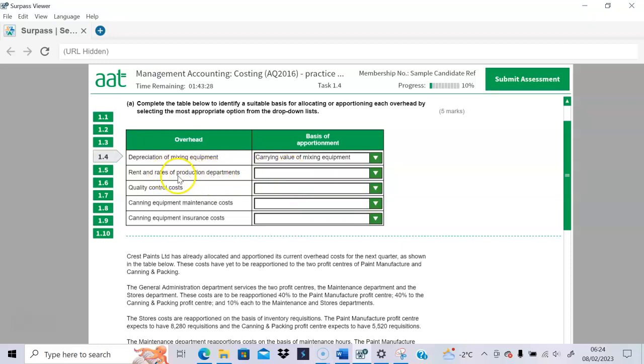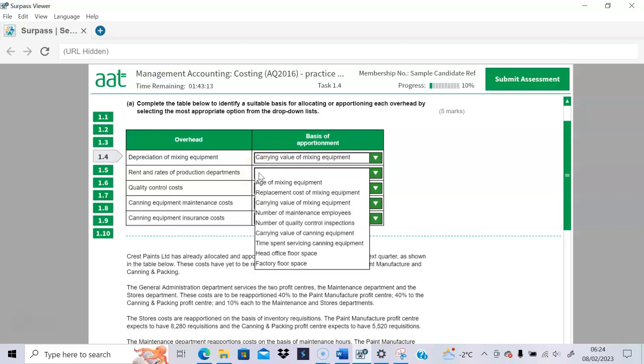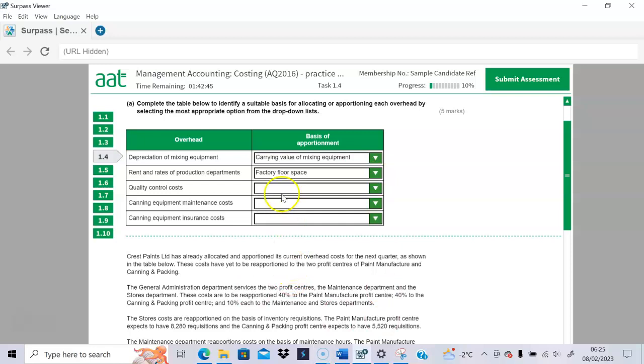These ones are a bit more clear, where it says the rent and rates of production department. We have all these different production departments, and what we are doing is asking how we are going to share that rent between the departments. We need to think how much of the factory floor space they are taking up, because they're all in one space. So really the best answer here was your factory floor space.